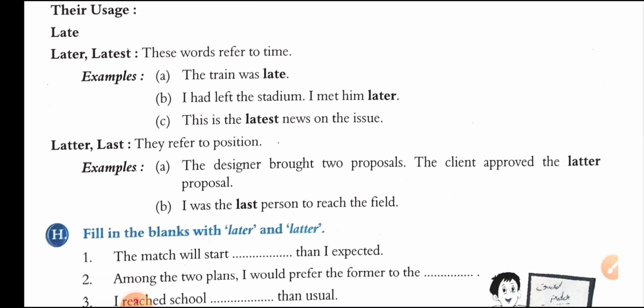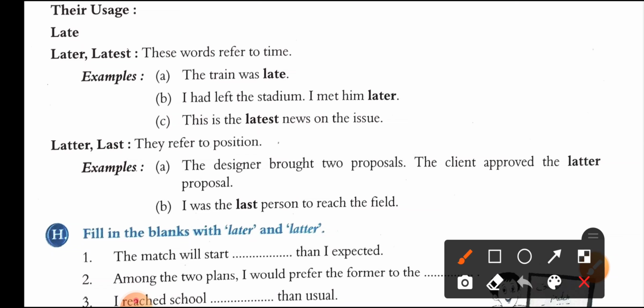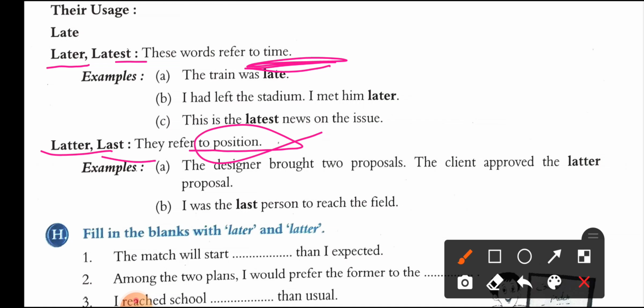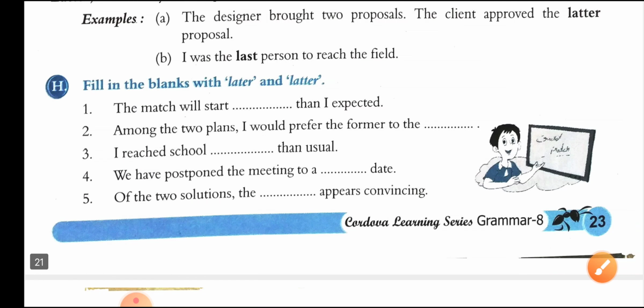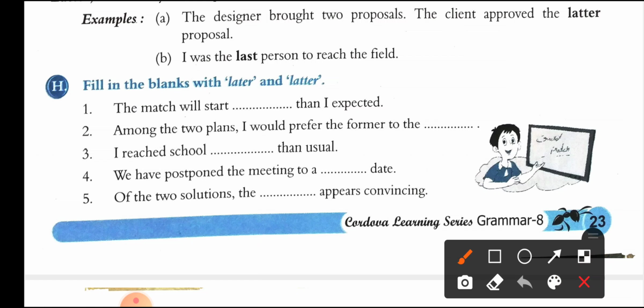So this later and latest refer to time, right? It is given here. When we have to refer to time, we have to use later and latest. When we have to refer to position, we have to write down latter and last, right? So that is very easy. Please see exercise number H, page number 24. Fill in the blank with later and latter. One is LATTER for position and LATER for time.